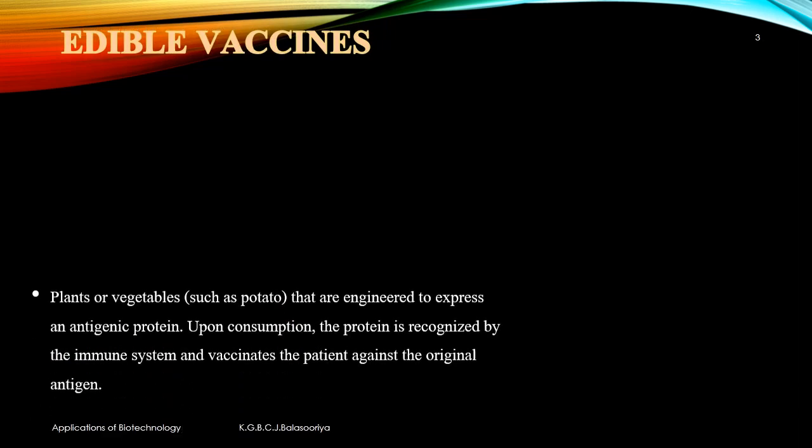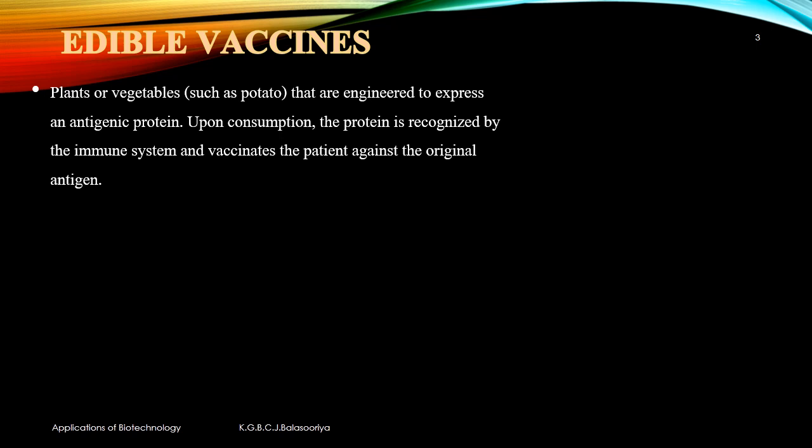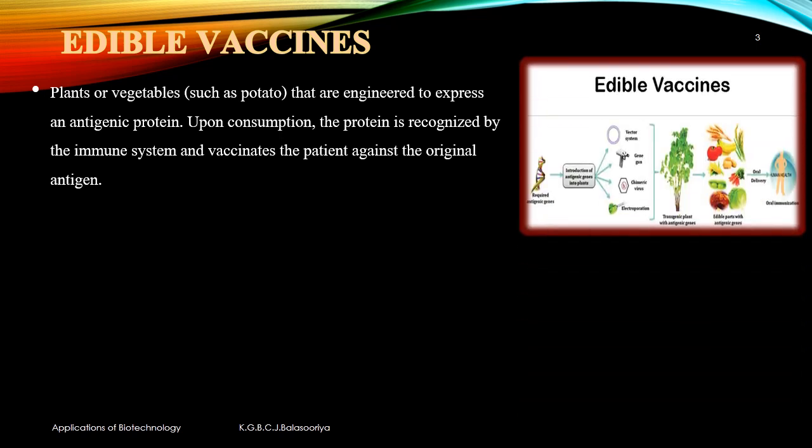Edible vaccines. Plants or vegetables that are engineered to express an antigenic protein. Upon consumption, the protein is recognized by the immune system and vaccinates the patients against the original antigen.